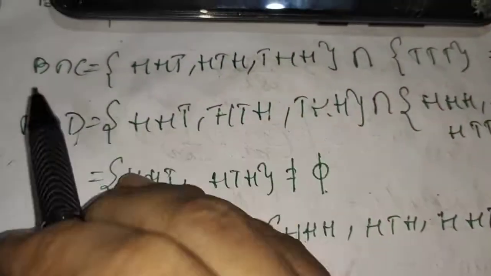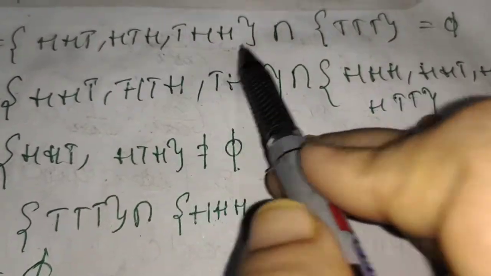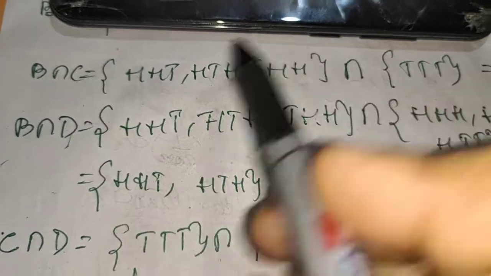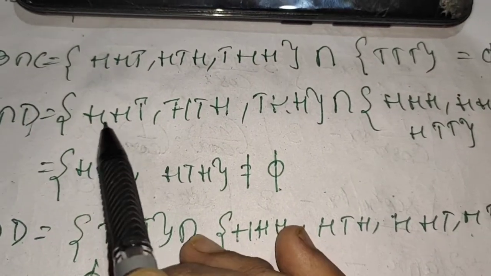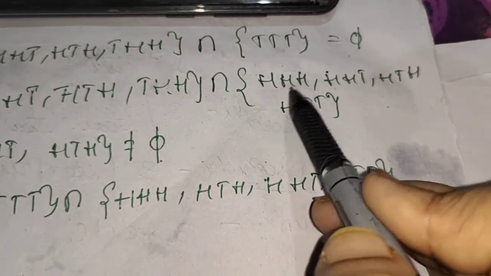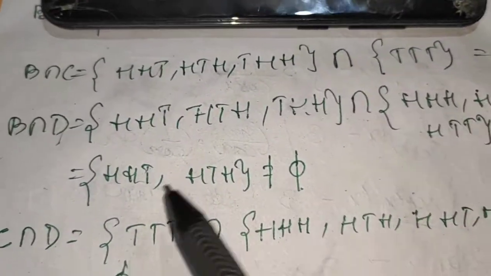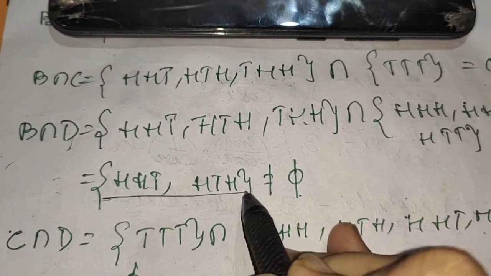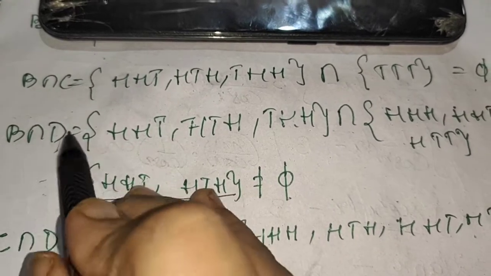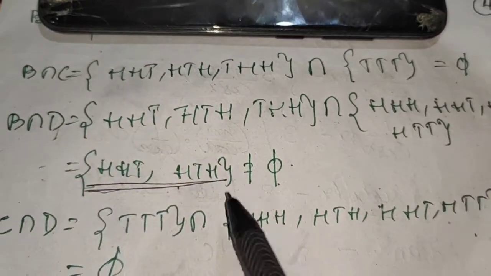Next is B intersection C: head, head, tail; head, tail, head; tail, head, head intersection tail, tail, tail is phi. So B and C are mutually exclusive. B intersection D: head, head, tail; head, tail, head; tail, head, head intersection head, head, head; head, head, tail; head, tail, head; head, tail, tail. Here also we will get two values for B intersection D. So therefore the set B intersection D is not phi.